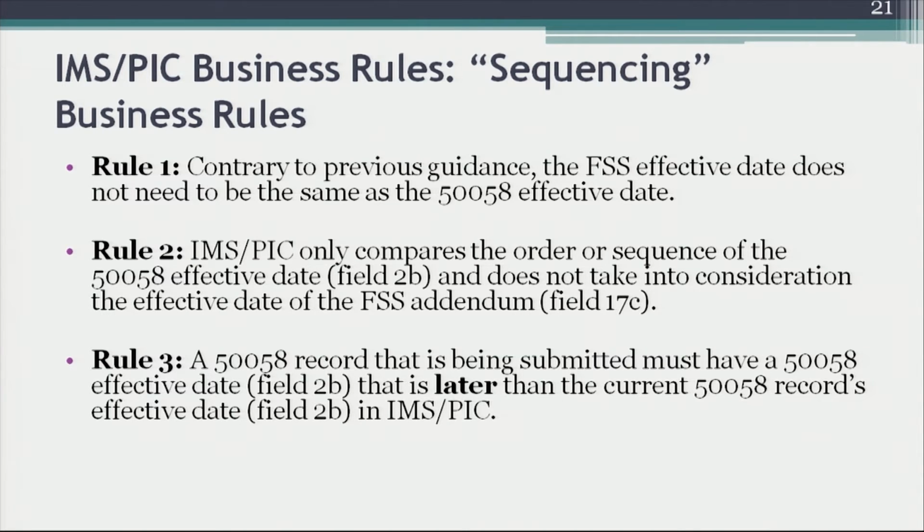This leads us to Rule 3. A 5.8 record that is submitted must have an effective date that is later than the current record that's in the PIC system. So here we're just comparing field 2B on the current versus what is being submitted. For example, if a submission in the system has an effective date of April 1st, the next record needs to have an effective date after April 1st.